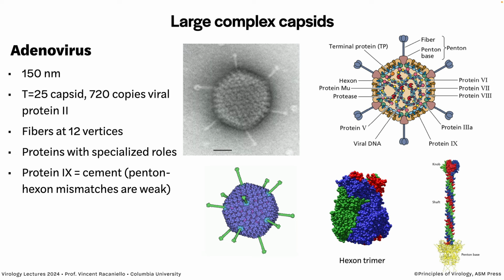You can see some of these are these brown proteins here, which are stuck in, protein 9, they're stuck in between the subunits. We call them glue because we think they stabilize the structure. So the point here is that as you make bigger and bigger particles, you can make specialized structures.